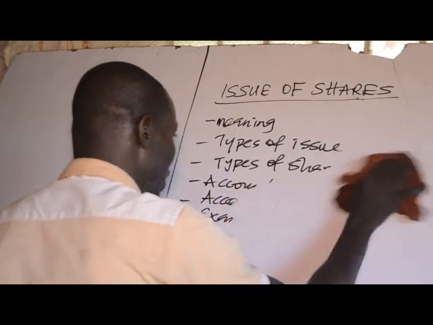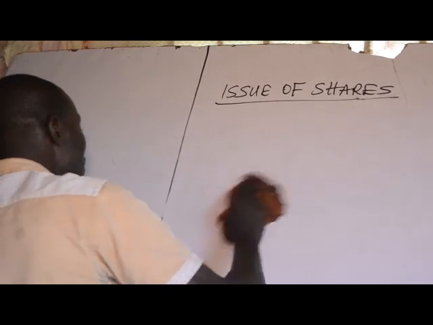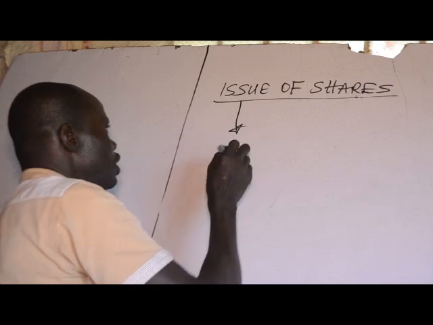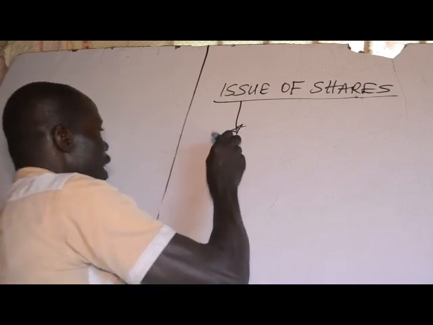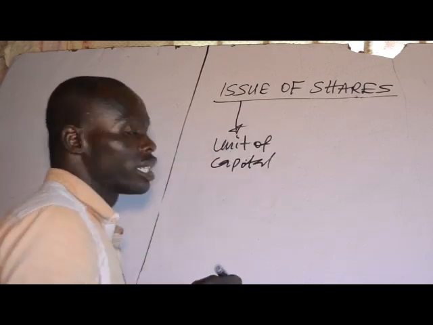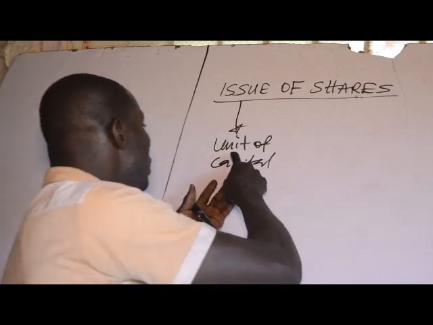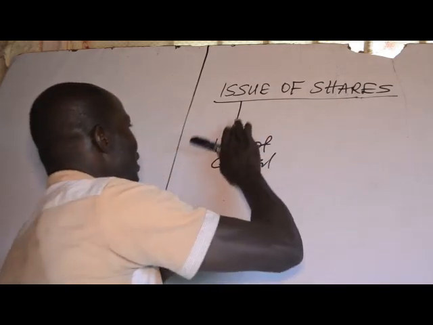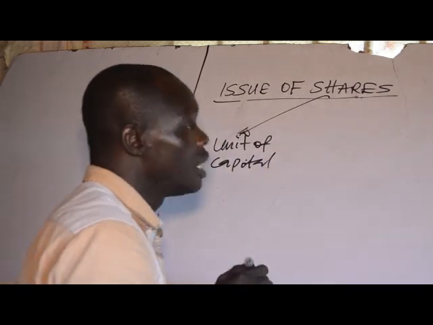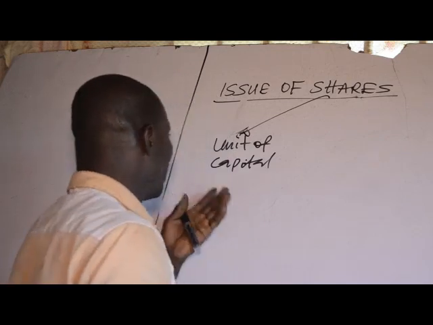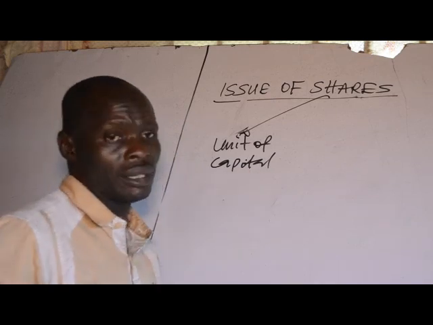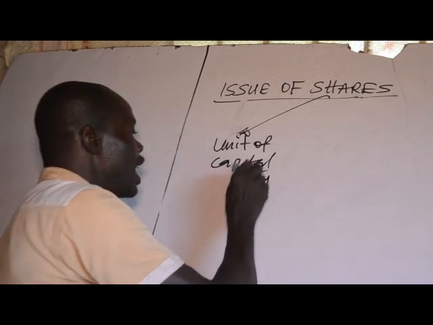What do you mean by shares? Shares is the unit of capital of a limited liability company, or you can call it an ownership certificate in the limited liability company.